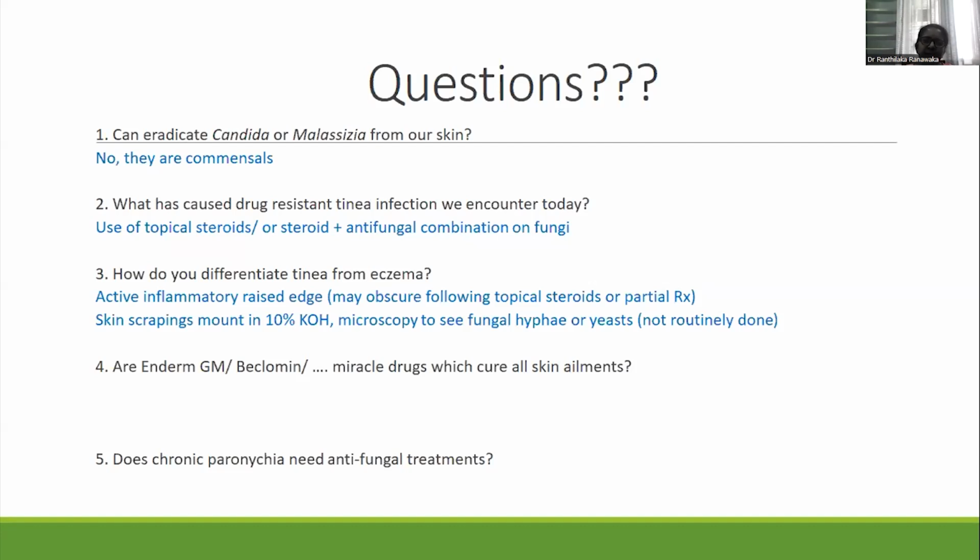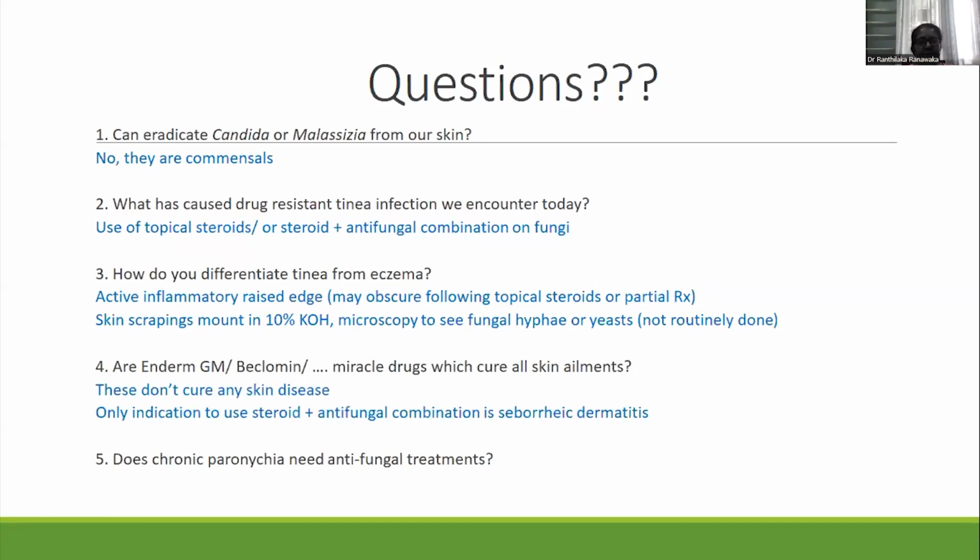So are they miracle drugs which cure all skin ailments? No, madam. They give temporary, I think, symptomatic relief without giving the cure. Yes. It gives only symptomatic relief because with steroids, inflammation subsides, itching subsides. For about 3 to 4 days, they are okay, but it gets worse. So these are not miracle drugs. They don't cure any skin disease, remember that.